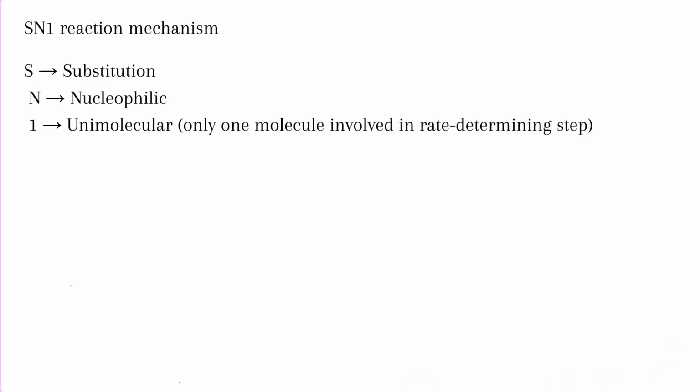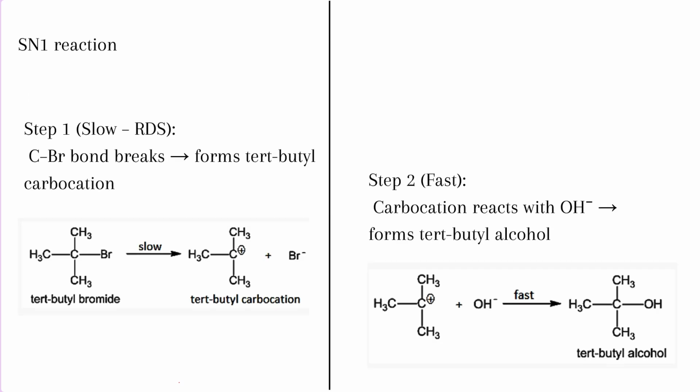Now let us understand the SN1 reaction mechanism. In this abbreviation SN1, S stands for substitution, N stands for nucleophilic, and 1 stands for unimolecular reaction. Now you might have got the idea of the meaning of the term unimolecular reaction. Well, it is absolutely right that unimolecular means only one molecule is involved in determining the rate of the reaction. So that's why we call it the SN1 reaction.